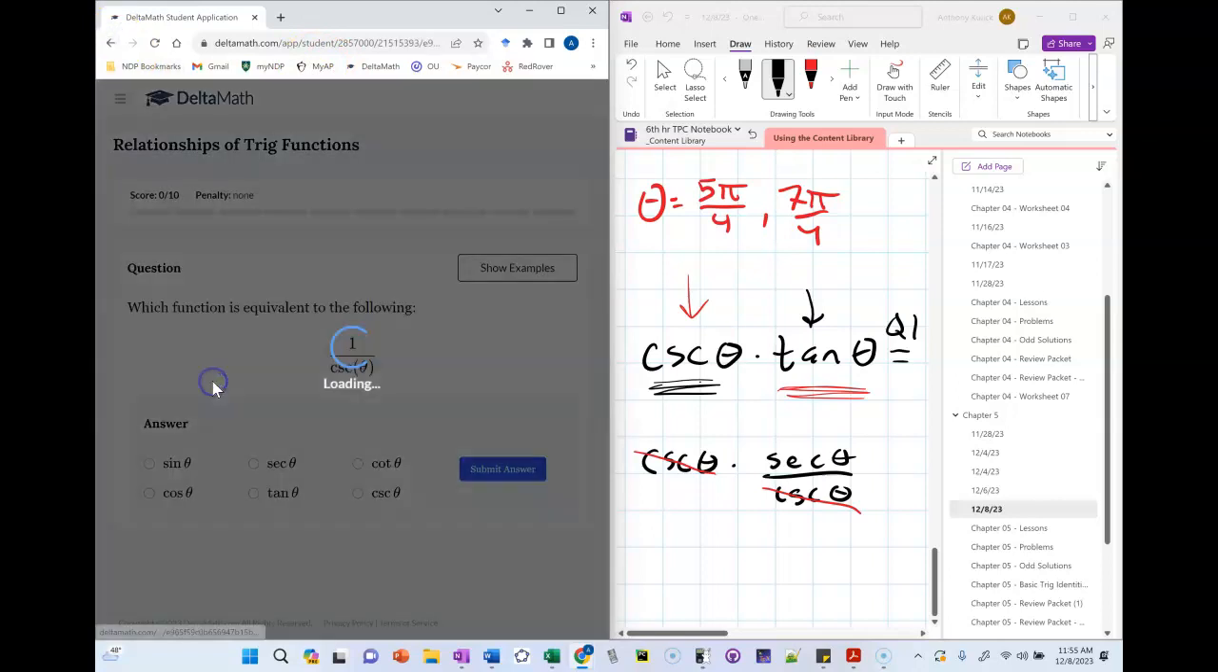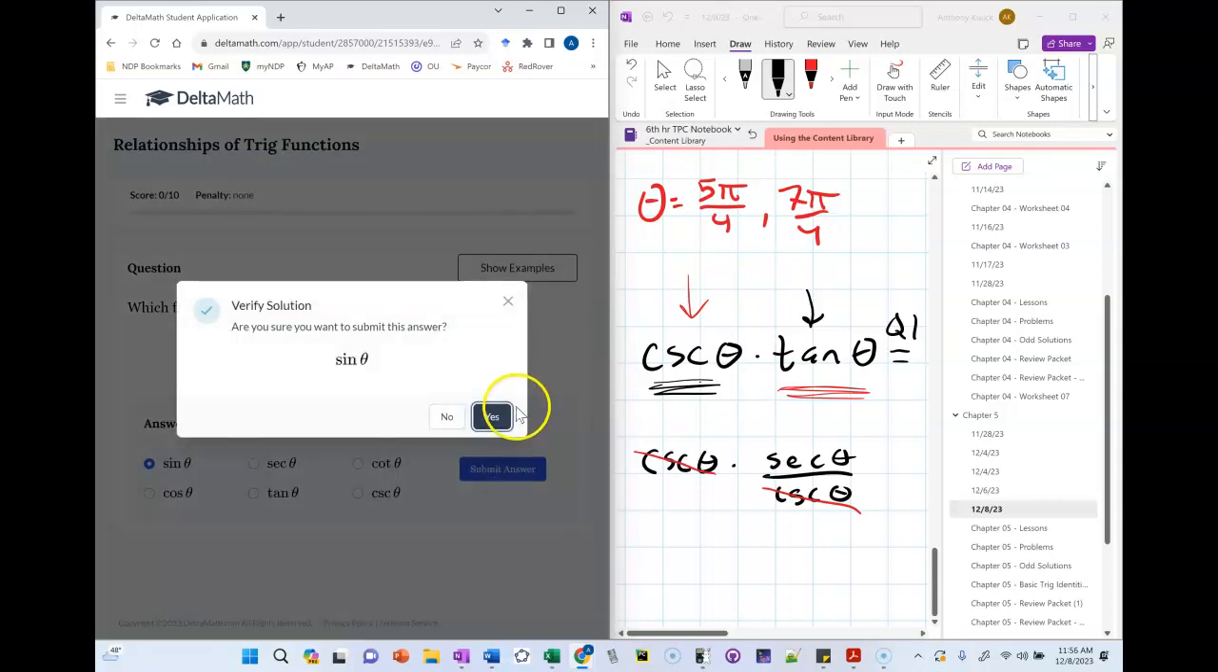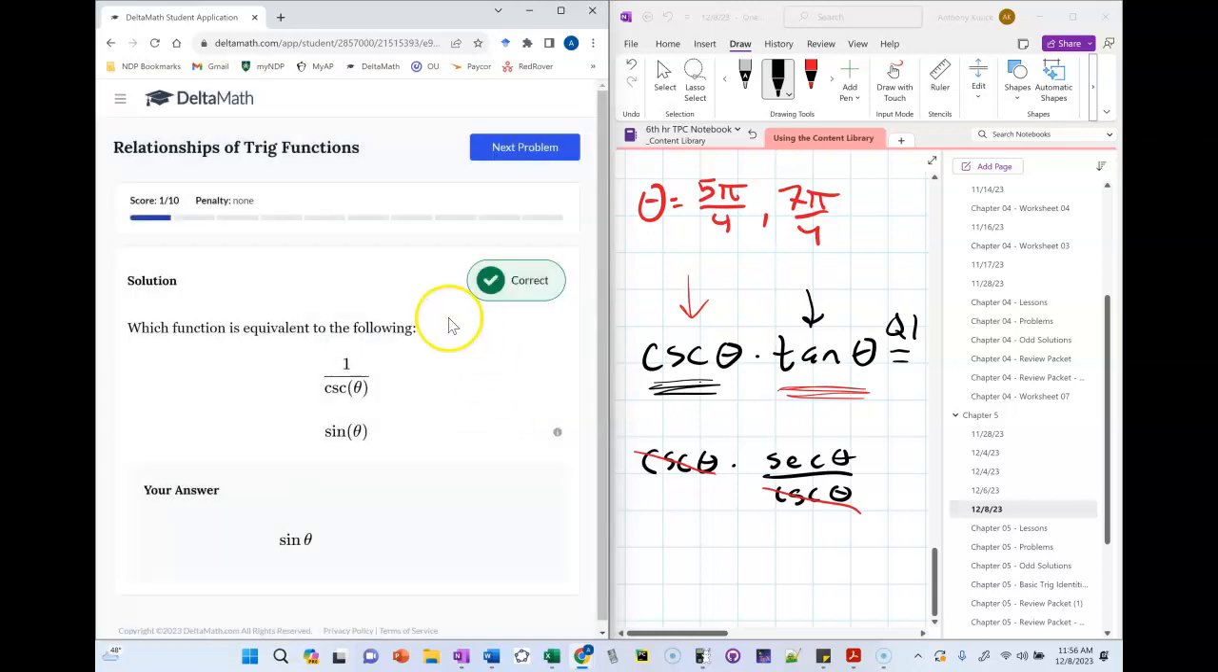Okay, and then the last one is just like a practice using your identities. So it says which function is equivalent to 1 over cosecant. This is all going to be reciprocal things, right? So cosecant is the reciprocal of sine. So 1 over cosecant has to be sine. Done. You have to do 10 of those. Those should be quick, right? They're just using the reciprocal relationship.